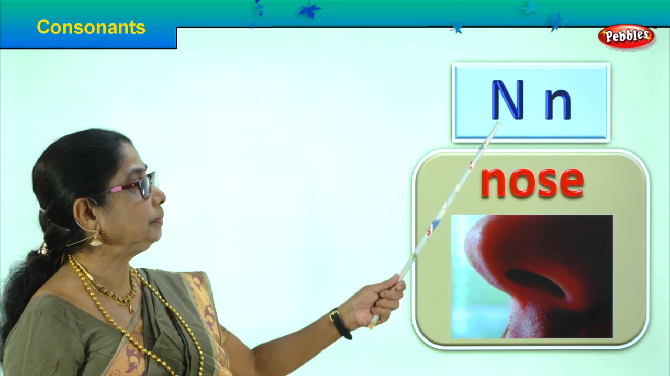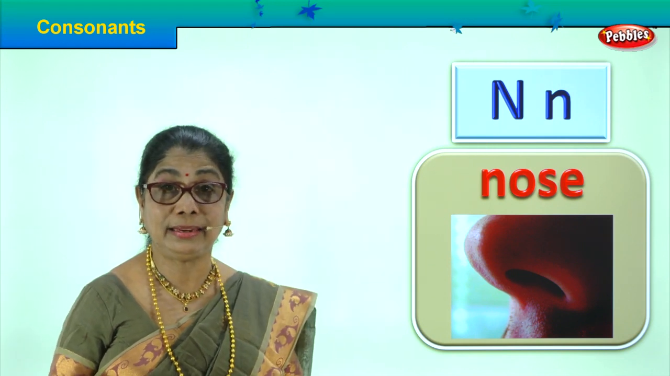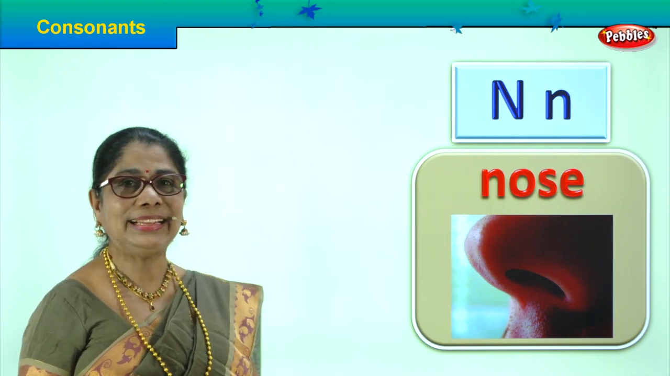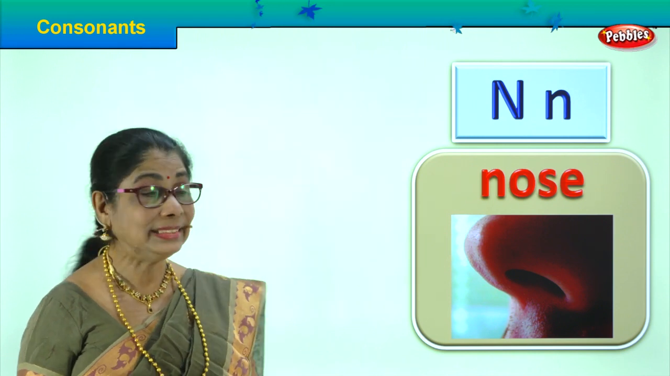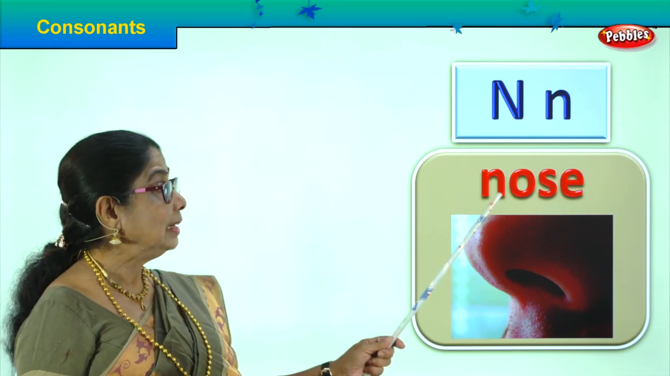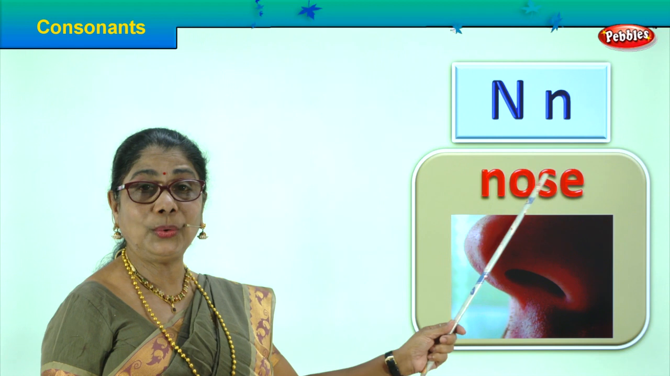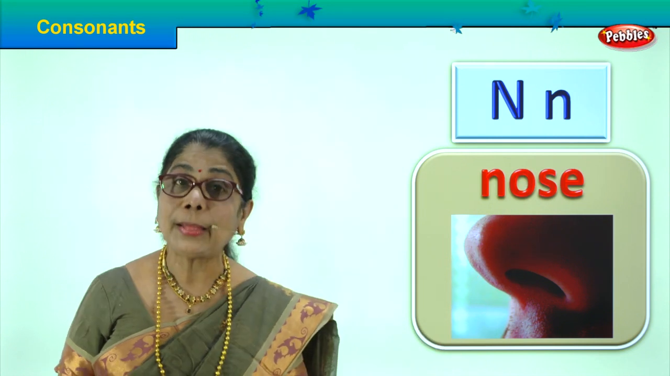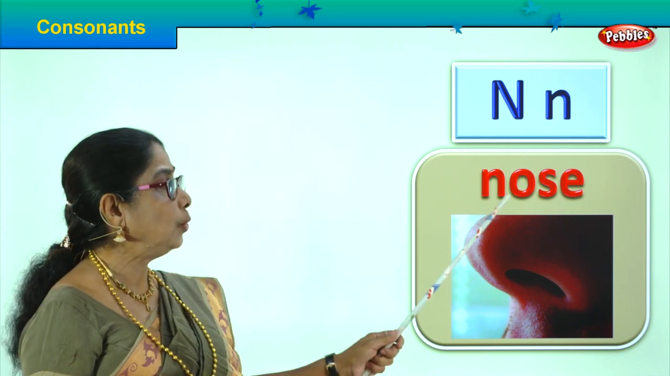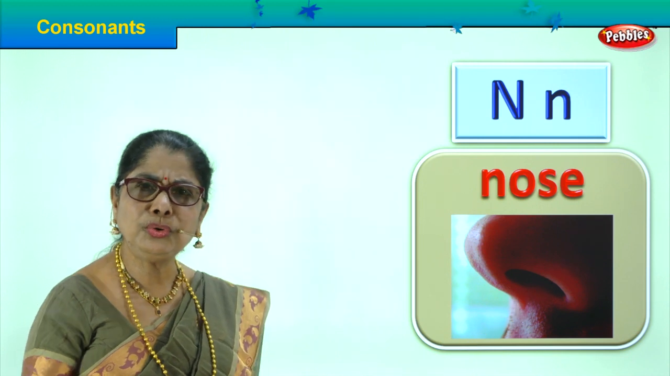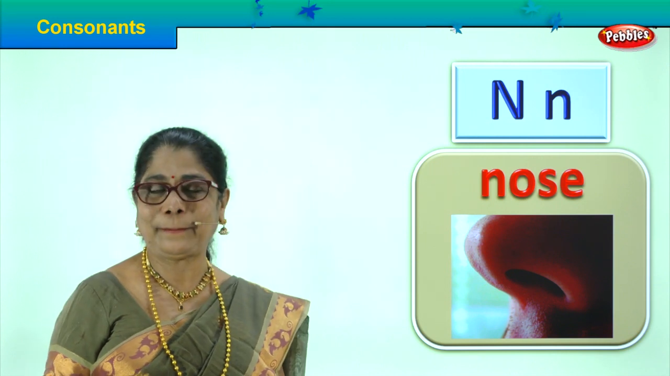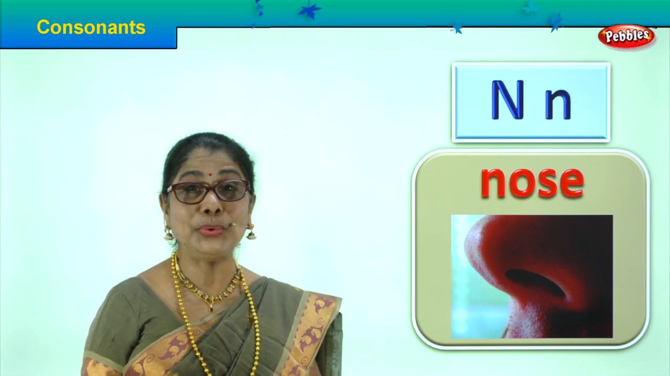Let's look at another picture. See what you have here. Another consonant, N. Capital letter N, small letter. What's the sound? N. The sound of N is N. What is this? Nose. N-O-S-E. Nose. The word nose begins with the consonant N. What do you do with the nose? You smell. You breathe with your nose. Good.